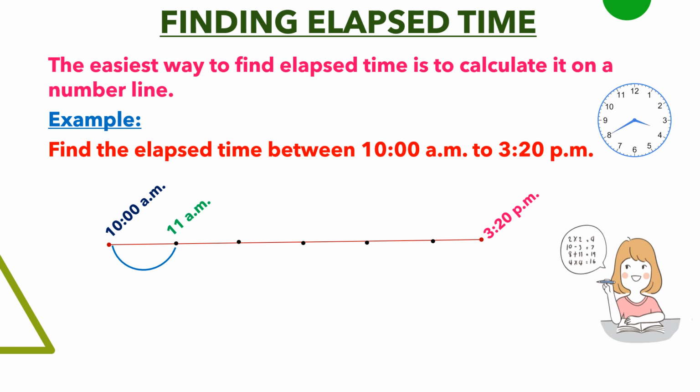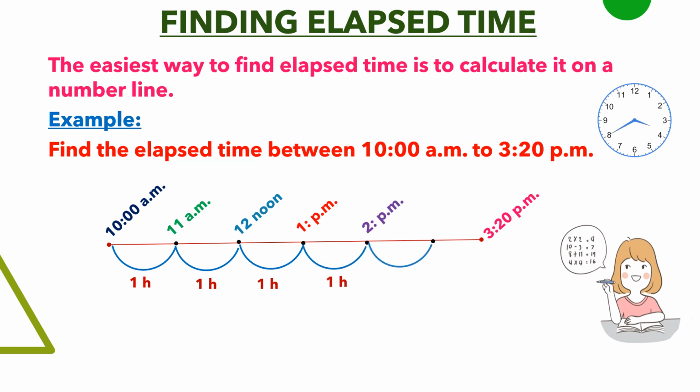After 10 a.m. we have 11 a.m. that becomes 1 hour. Then we have 12 noon. Again it is 1 hour. From 10 to 11 it is 1 hour, and from 11 to 12 it is 1 hour. Then 1 p.m. that also becomes 1 hour. Then 1 to 2, again 1 hour. Then we have 3 p.m. Again it is 1 hour.